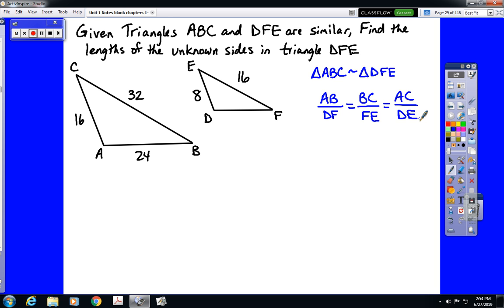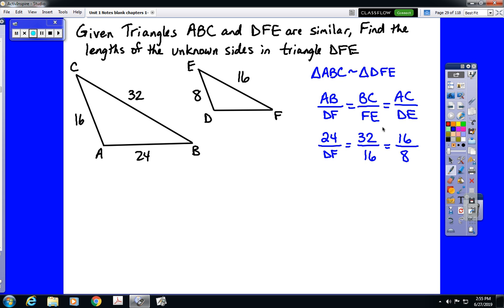AB is length 24. So we have 24 is to DF as BC is 32. FE is 16. AC is 16. And DE is 8. Now you notice that we actually have 2 of those completed fractions. 32 over 16 and 16 over 8. Those fractions are equal. They should be. If you plug everything in right and you have 2 fractions, they've got to be equal fractions.